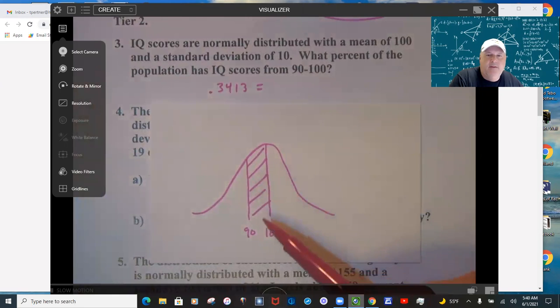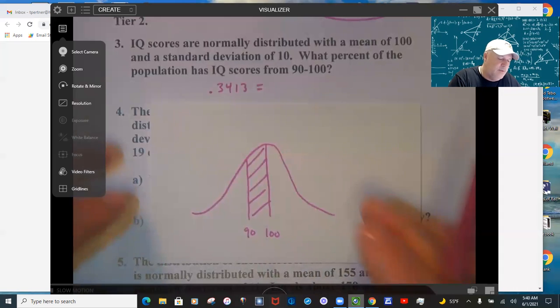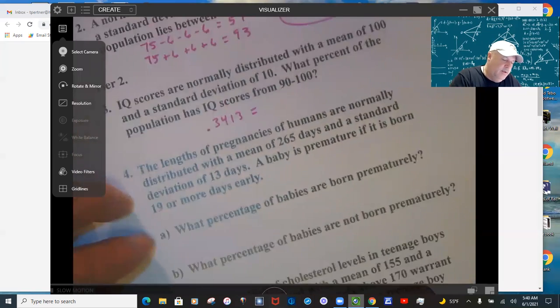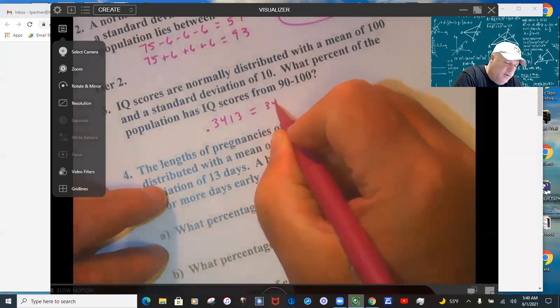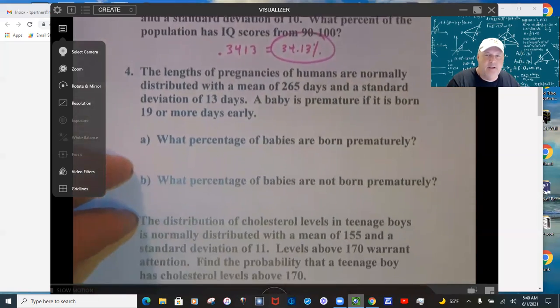So what is that area? That represents the percent of the population, because the area under the curve is 1, standing for all the population. So that's what it's doing. It also represents the probability if you randomly chose someone from this population that they fell from 90 to 100 with their IQ score. So that's what it's doing. It's doing that calculation, and then you're just recording it as a percent, taking it 2 places to the right.